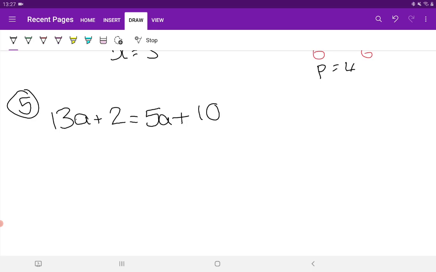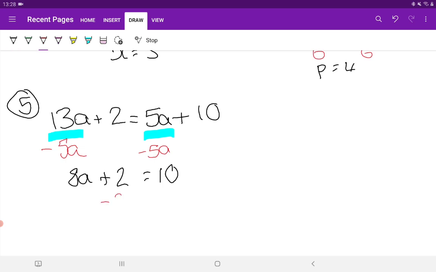Okay, so we've got 13a plus 2 equals 5a plus 10. So the thing that we've been learning about over the last 2 weeks is we look for our smaller letter first. Our smaller letter is 5a, so we're going to deal with that. It's a plus 5a, so we do the opposite, we take away 5a. 13a take away 5a is 8a, and we've still got the plus 2. 5a take away 5a is 0, but we've still got the 10.